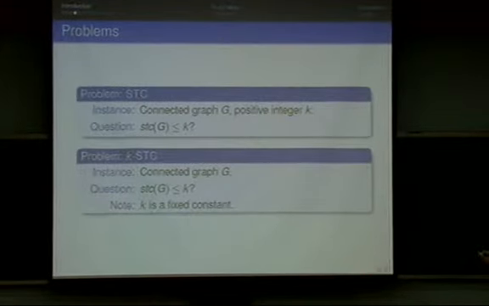This is the standard form of the decision problem. We are given a connected graph G and a positive integer k, and the question is whether the graph has spanning tree congestion at most k or not. And this is the parameterized version, parameterized by the solution value. In this talk, I will speak mostly about this decision problem, and some about the parameterized version.